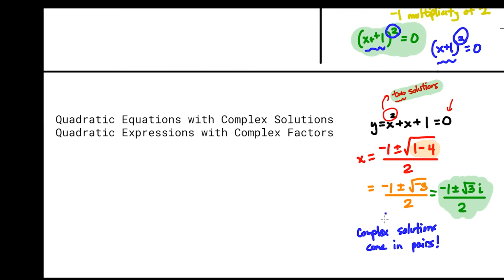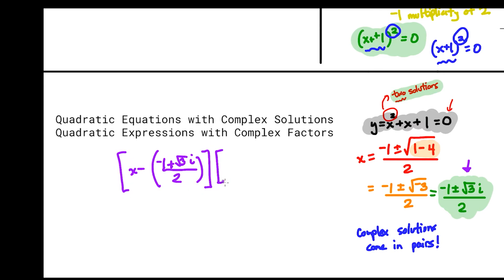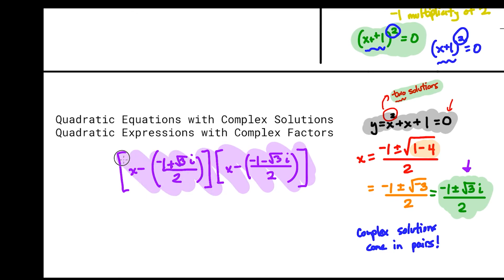Now, what you can also do with this equation, if you wanted to make it in factored form, is use complex factors. That's essentially what this concept says right here: quadratic expressions with complex factors. We can use our solution to rewrite the original equation in factored form. So you can say x minus (-1 plus the square root of 3i over 2), and then we're going to multiply that whole thing by x minus (-1 minus the square root of 3 times i, all over 2), like so. What I'm highlighting in purple is equal to what I highlighted in gray. It's just written with complex factors this time.